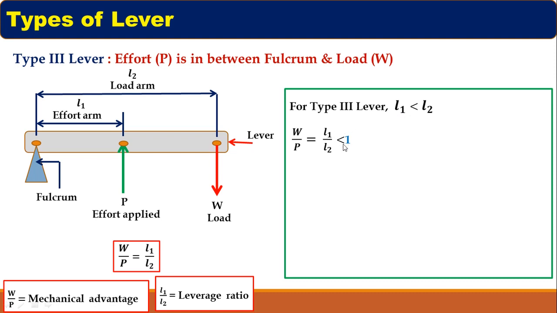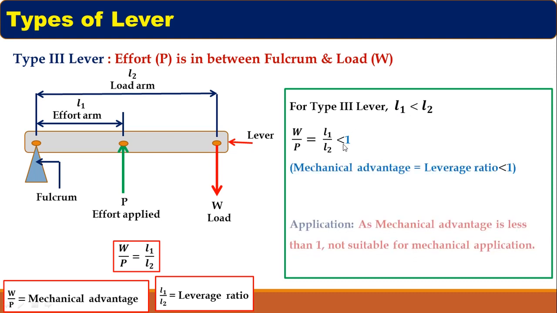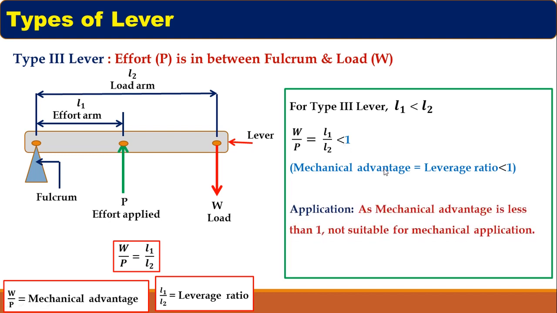less than 1. This W upon P and L1 upon L2 are nothing but the mechanical advantage, leverage ratio, and both are less than 1. And as mechanical advantage is less than 1, this type of lever is not suitable for mechanical applications. So this is about the application. This is about the introduction to the lever and its types.